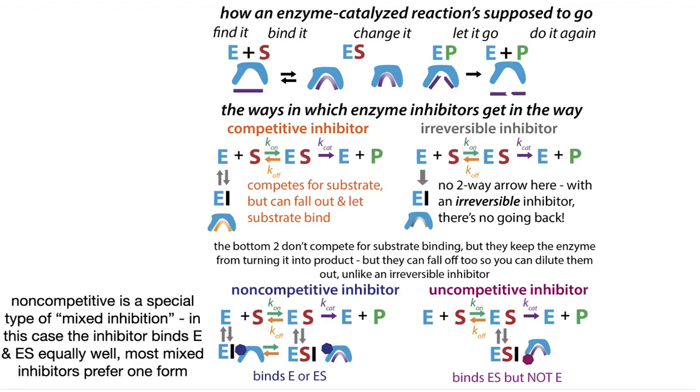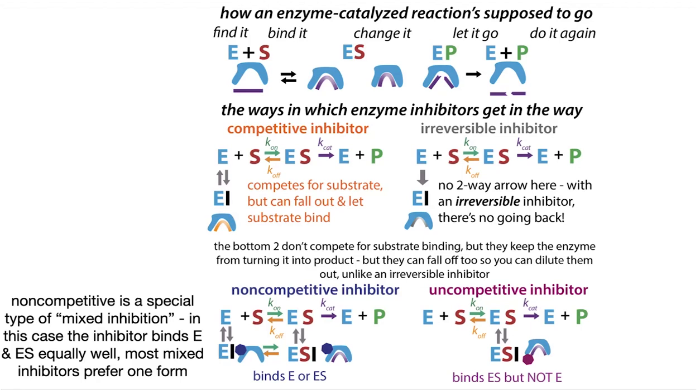It's like, I'm not competing with you. I'm binding somewhere else. I don't care what you do. You do you. We're good. I'm just going to bind regardless. So this is going to be able to bind to the E or the ES. In a purely non-competitive inhibitor, you're going to have equal affinity for the enzyme in both the unbound and the substrate bound form. That would be purely non-competitive.